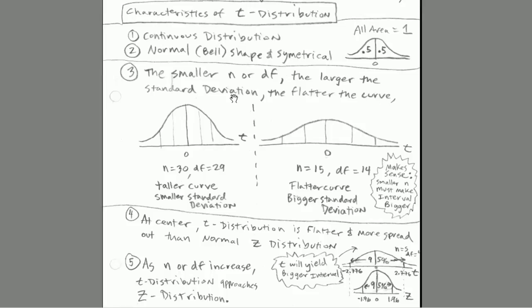The smaller the sample size or degrees of freedom, the larger the standard deviation and flatter the curve. So flat out here, you can see n equals 30, degrees of freedom equals 29. N equals 15, degrees of freedom 14. Much flatter right here in the middle and more spread out. The larger standard deviation would mean that the interval would tend to be much bigger if you had the same margin of error. Now, this makes sense, right? The smaller the n must make the interval bigger.